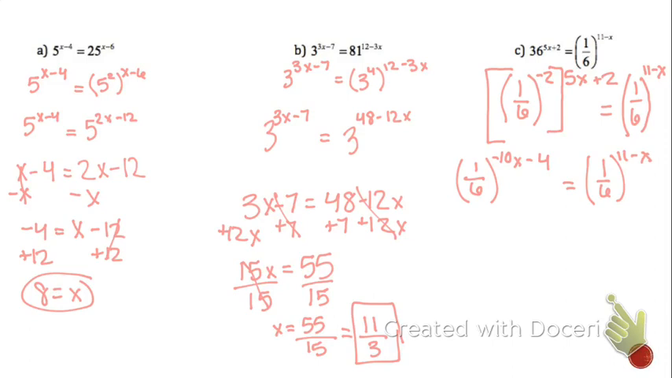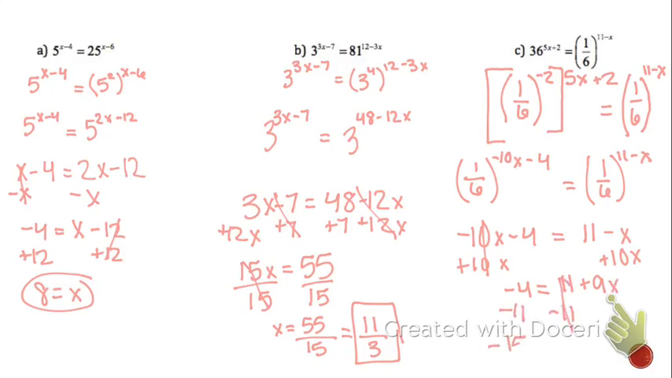All right, and now that I have the same bases, I can set my exponents equal to each other. All right, now I'm solving for x. So I've got negative 4 equals 11 plus 9x. And I'm going to subtract 11 from both sides. So I've got negative 15 equals 9x. And that'll give me x equals negative 15 over 9. And if I wanted to check that, I could plug that number back into my top equation here.